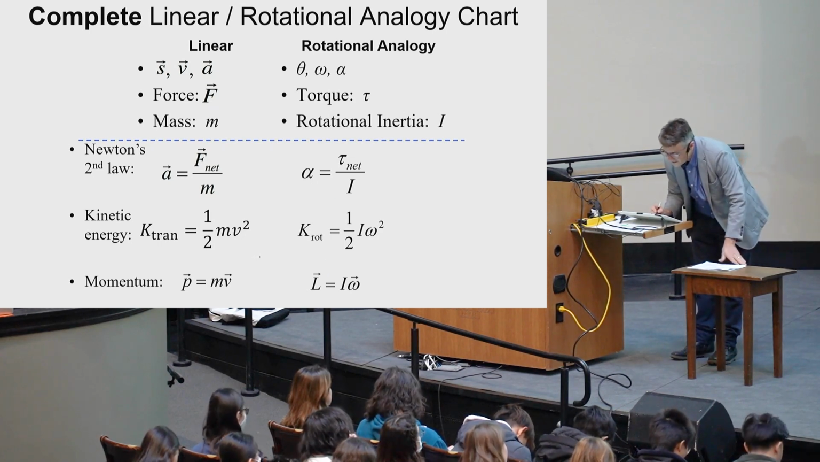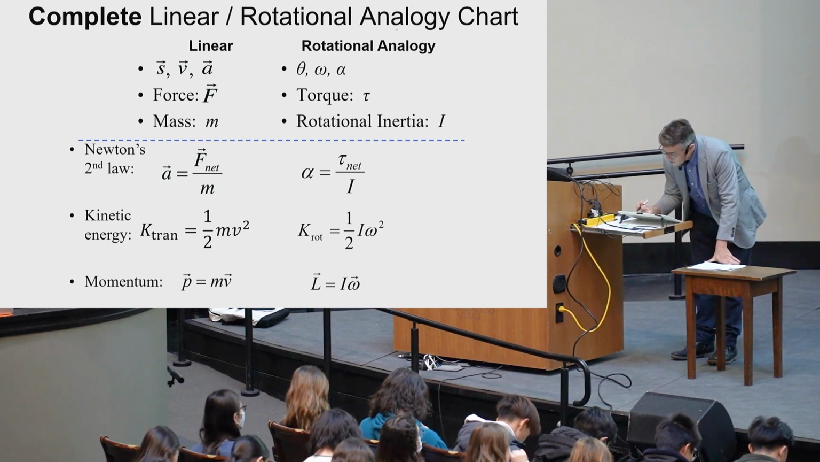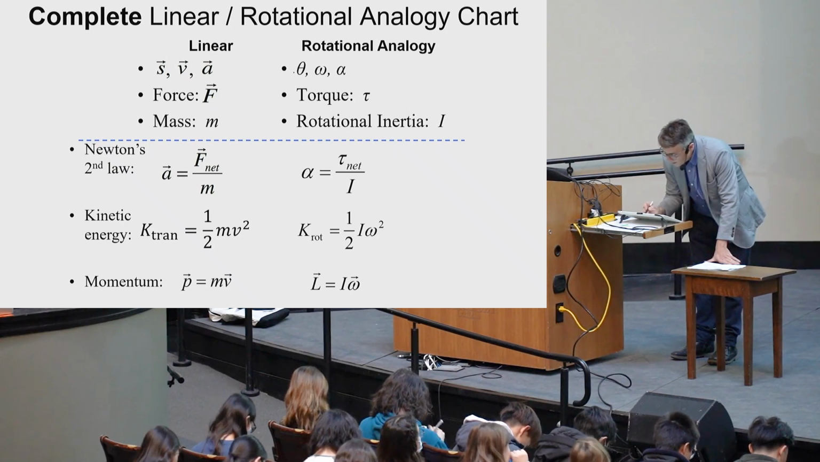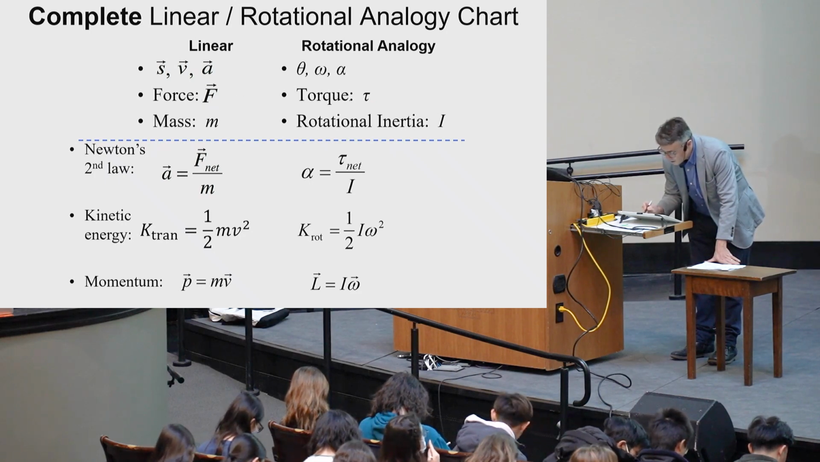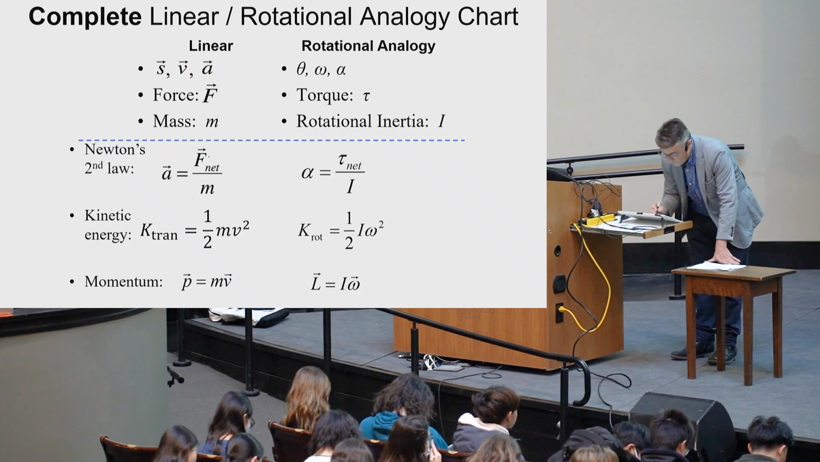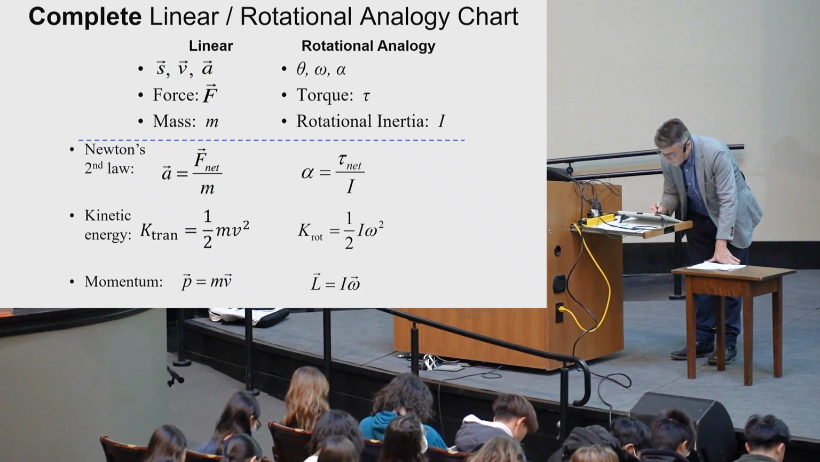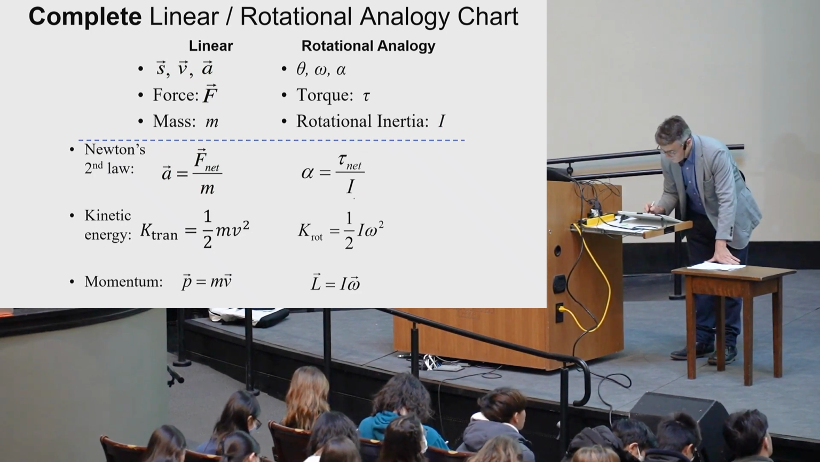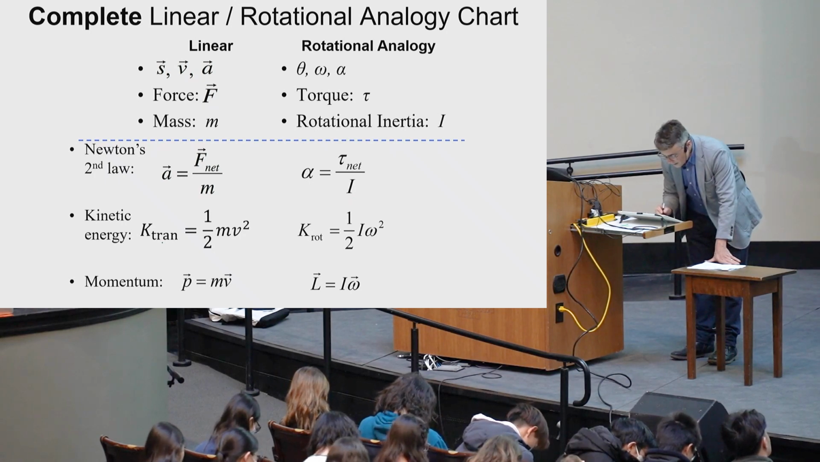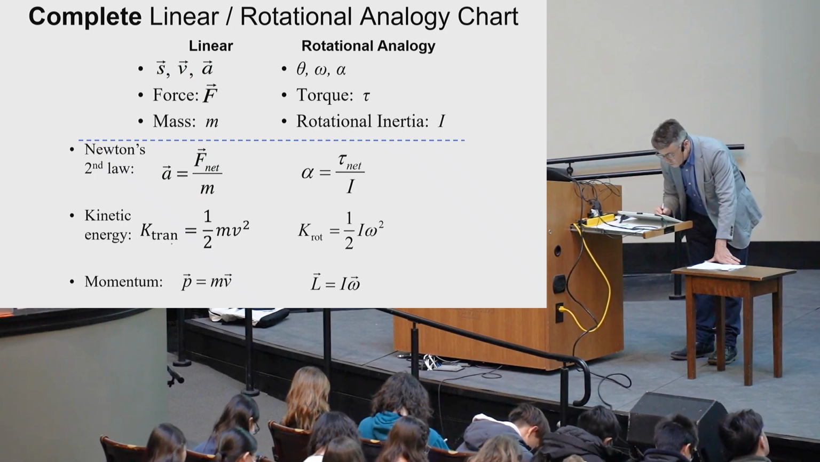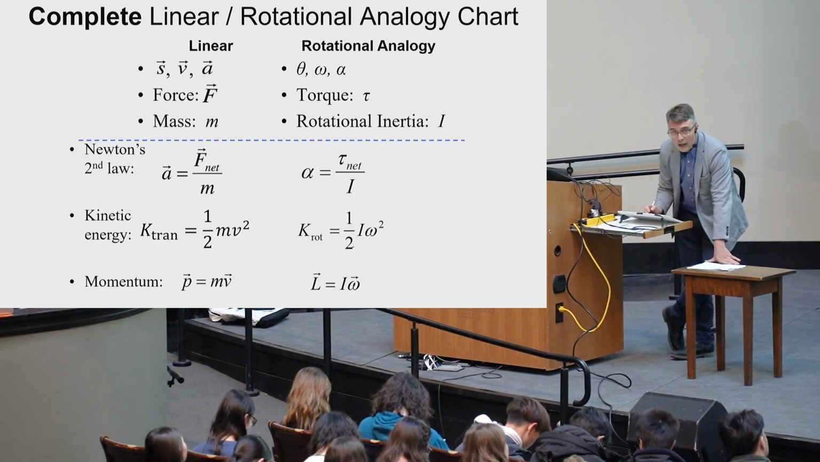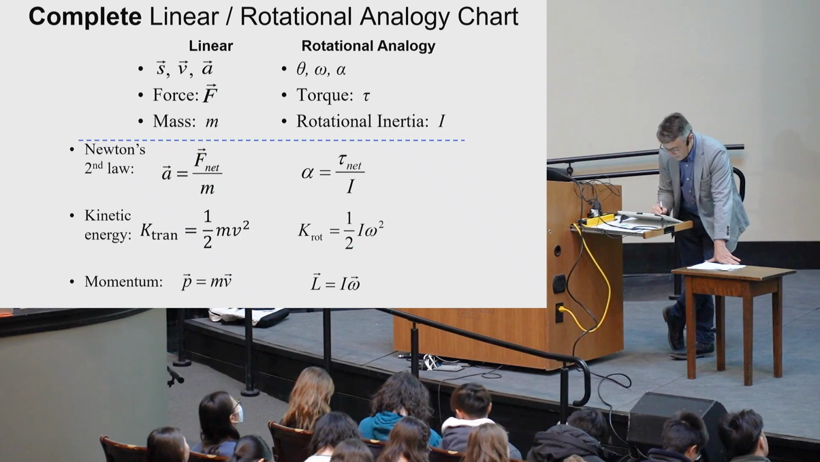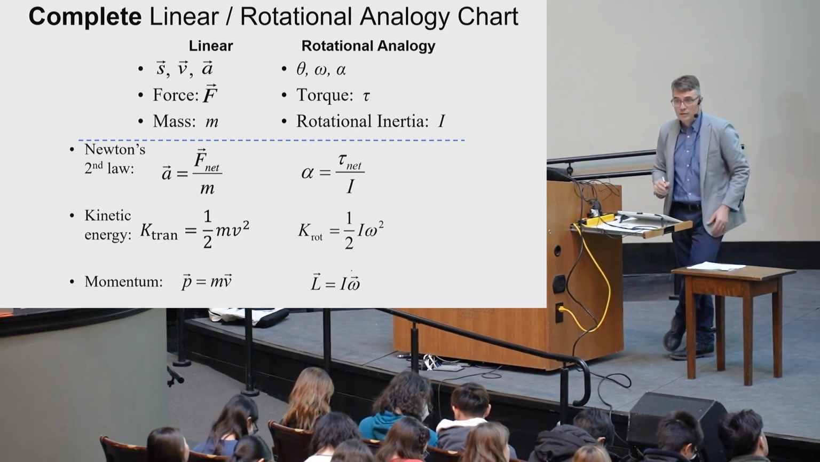I think this is it. This is the complete linear versus rotational analogy chart. So S, V, and A, distance and speed or velocity and acceleration, become theta, omega, and alpha. The force becomes torque. The mass becomes rotational inertia. Newton's second law, a equals F over m, becomes alpha is torque over I. Kinetic energy, I've got K translational and K rotational, 1/2 mv² and 1/2 I omega². And then momentum is your vector thing at the end.